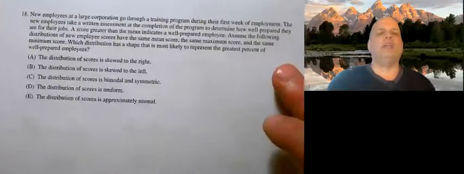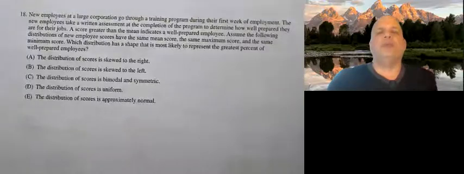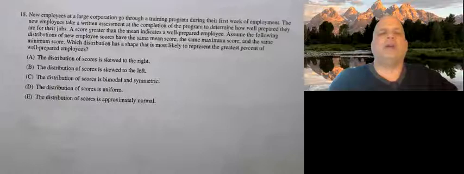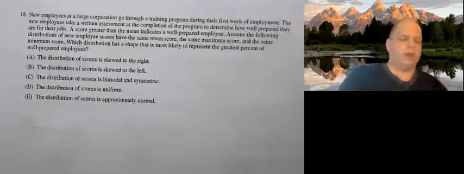New employees, this is number 18, at a large corporation, go through a training program during the first week of employment. The new employee takes a written assessment at the completion of the program to determine how prepared they are for their jobs. A score greater than the mean indicates a well-prepared employee. Assume the following distributions of new employee scores have the same mean score, the same maximum score, and the same minimum score. Which distribution has a shape that is more likely to represent the percent of well-prepared employees?